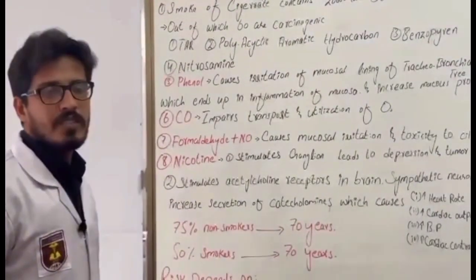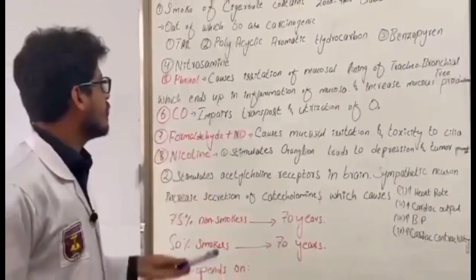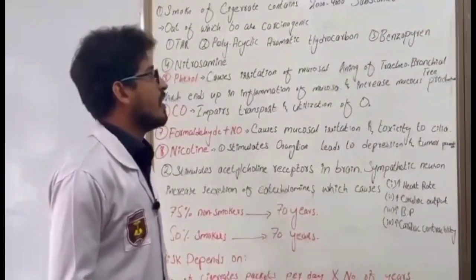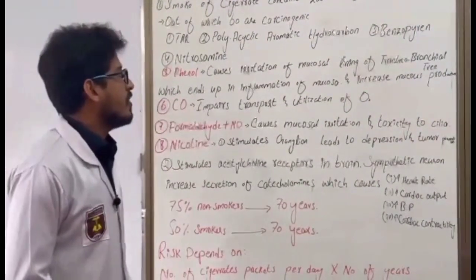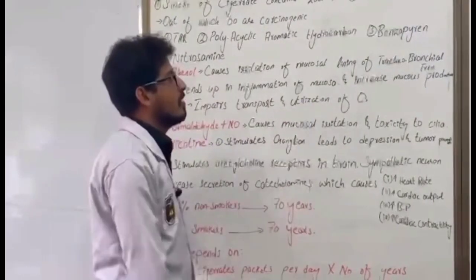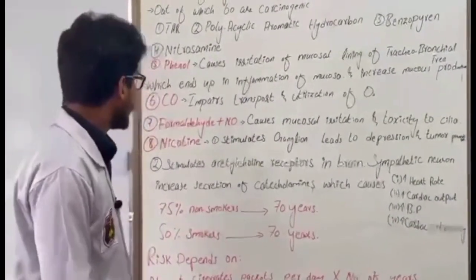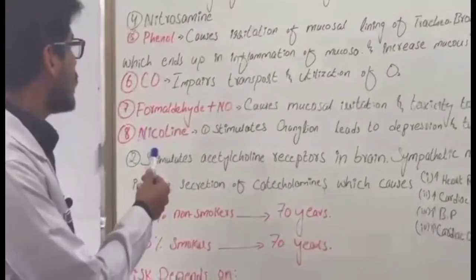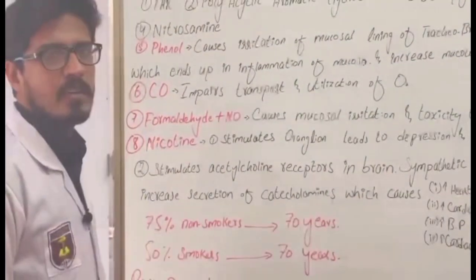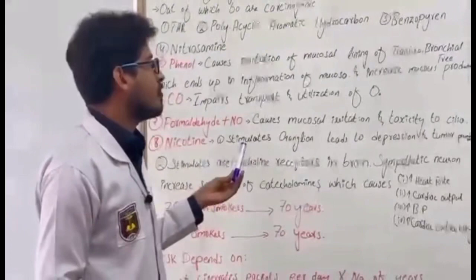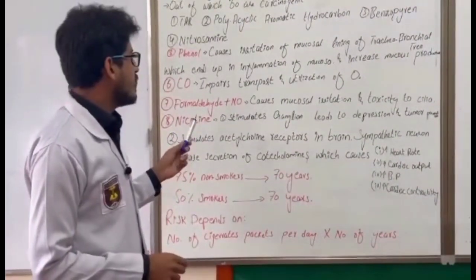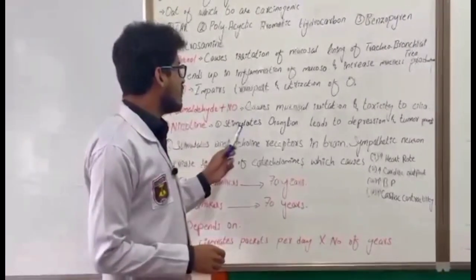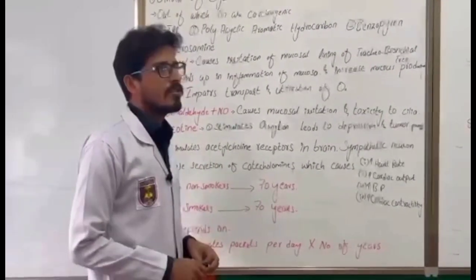Phenol is another substance present in cigarette smoke. It causes irritation of the mucosal lining of the tracheobronchial tree, which ends up in inflammation of the mucosa and increased mucus production. Carbon monoxide present in cigarette smoke impairs transport and utilization of oxygen. Formaldehyde and nitric oxide cause mucosal irritation and toxicity to cilia.